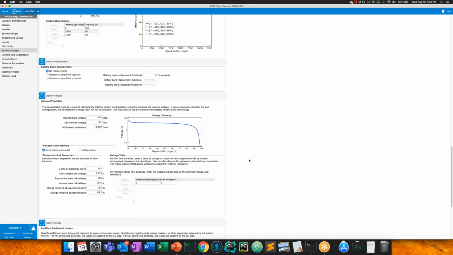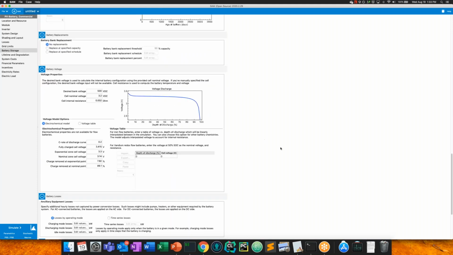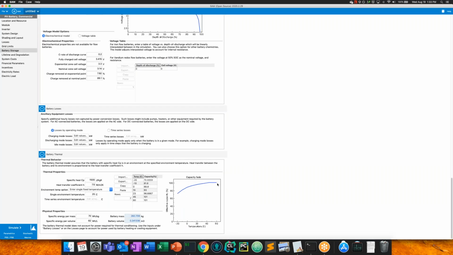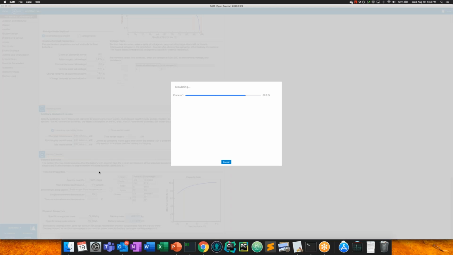The voltage curve shows that the cell nominal voltage is about 3.2, and we have some capacity fade due to temperature. You'll see here that the specific energy multipliers are lower for this chemistry. So now we'll run simulate.